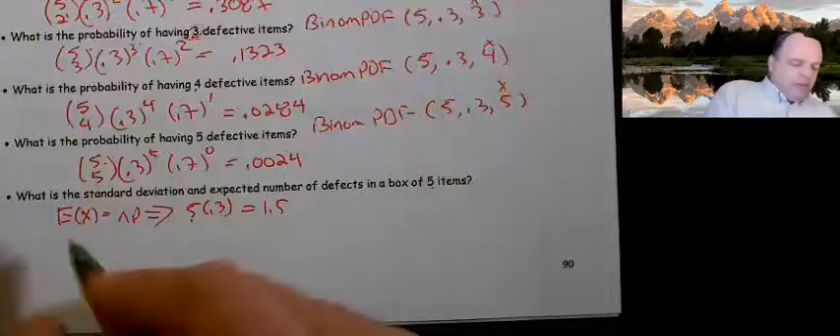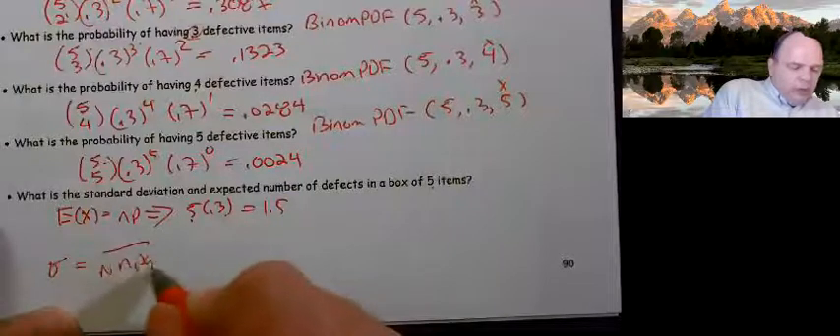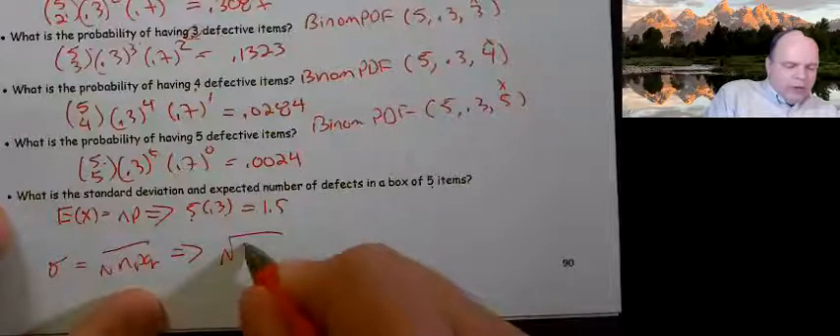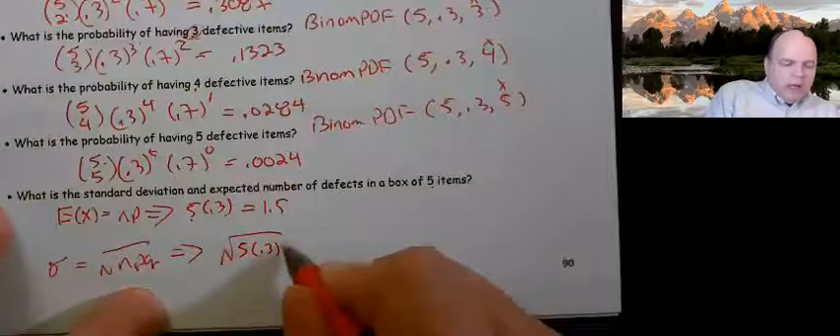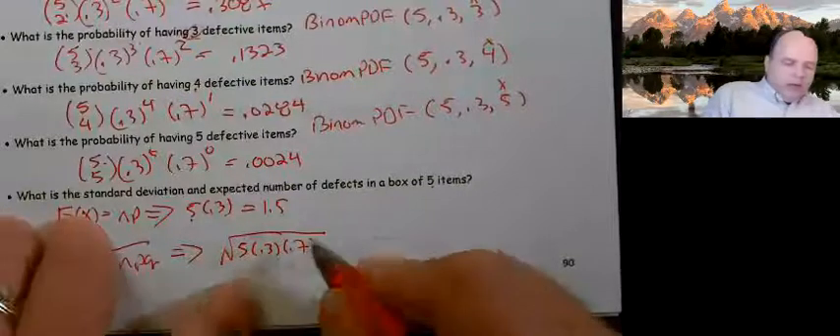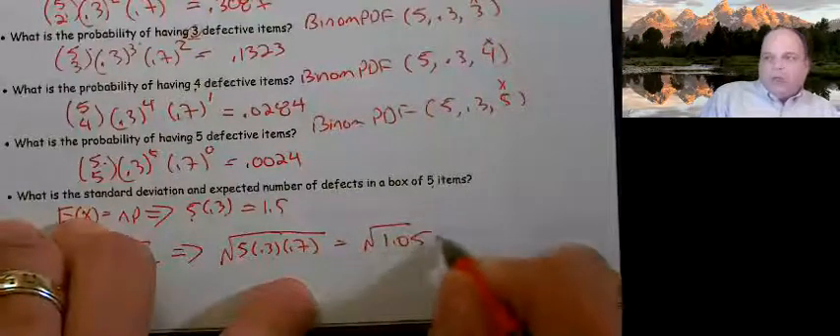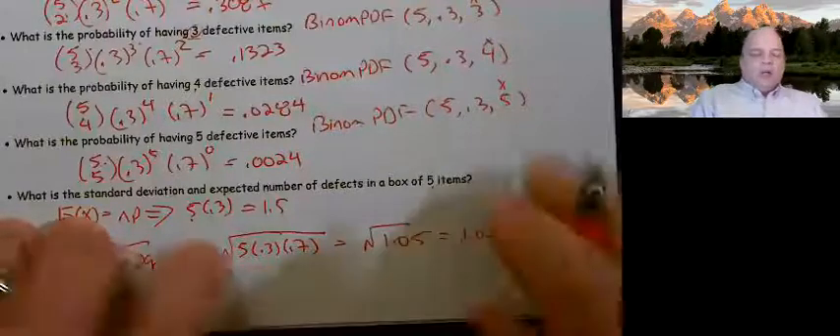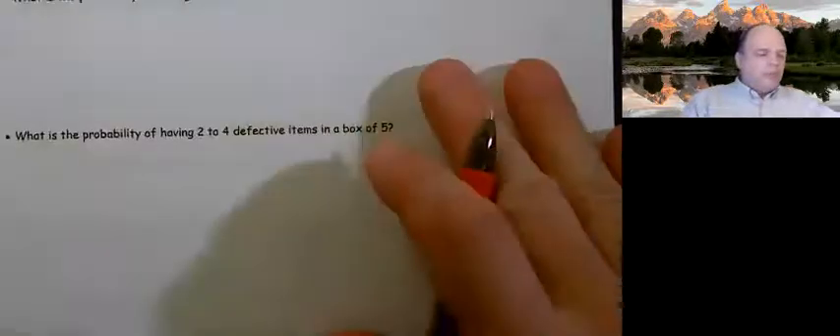All right. My standard deviation follows this formula, the square root of npq, which in this case is the square root of n, my trials. My probability of a defective is 0.3, and the probability that it wasn't defective is 0.7. When I do that, I end up getting the square root of 1.05, which equals 1.0247. All right, we're going to continue with this scenario, so we're going to move on to page 91.